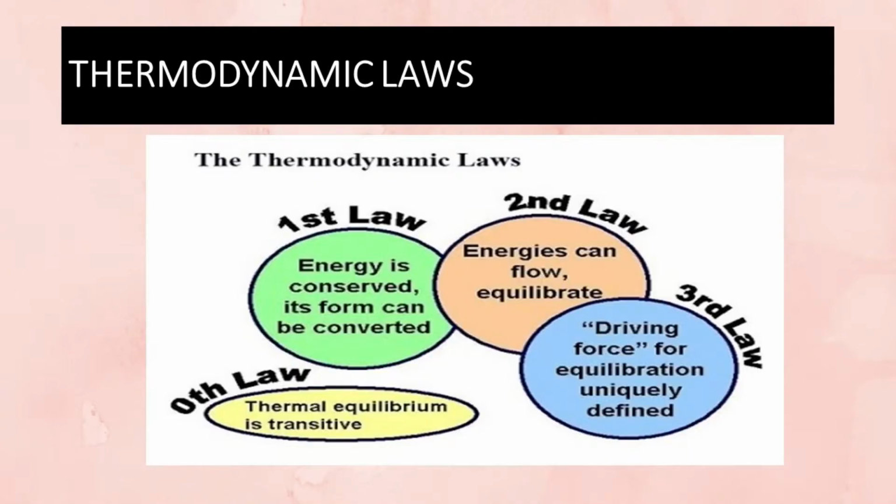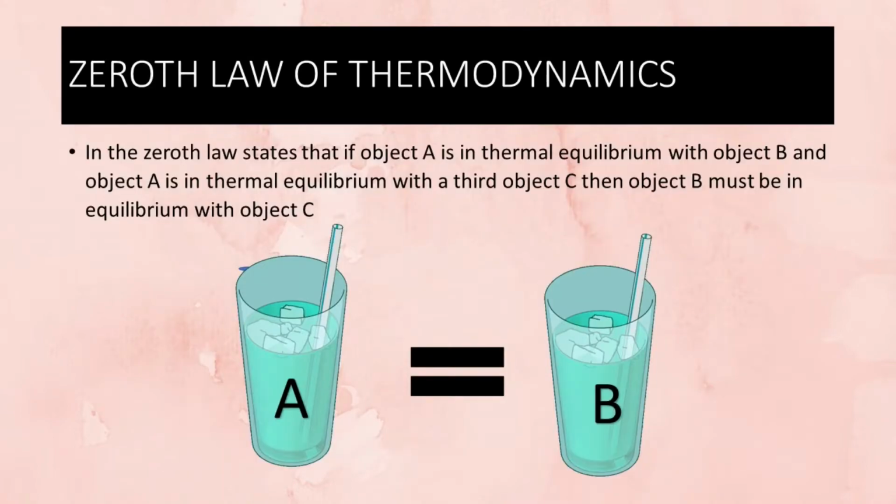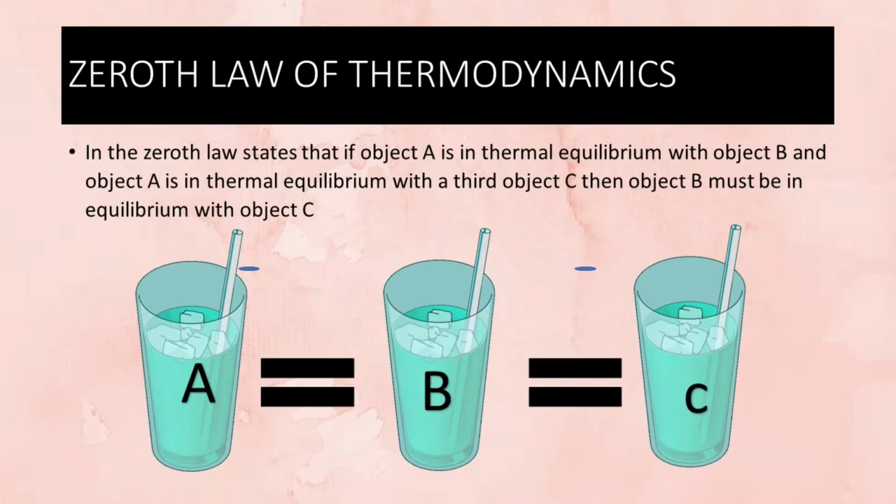There are four laws in thermodynamics. The zeroth law, also known as the equilibrium principle. The first law is the energy principle. And the second law, the entropy principle. And lastly, the third law, which is the temperature principle. The zeroth law states that if object A is in thermal equilibrium with object B, and if object A is in thermal equilibrium with a third object C, then object B must be in equilibrium with object C.